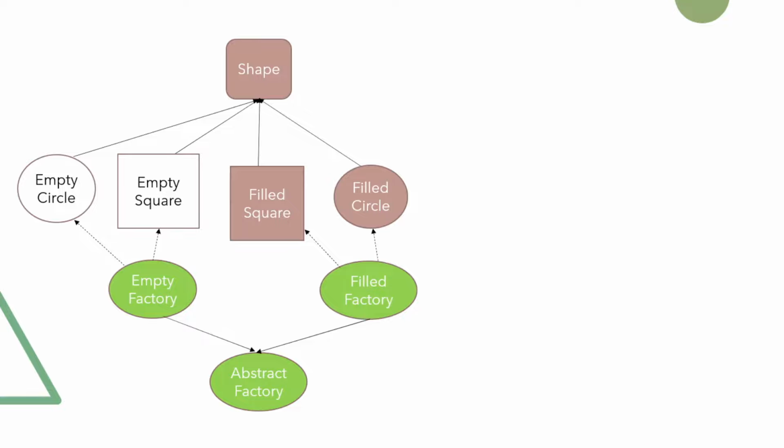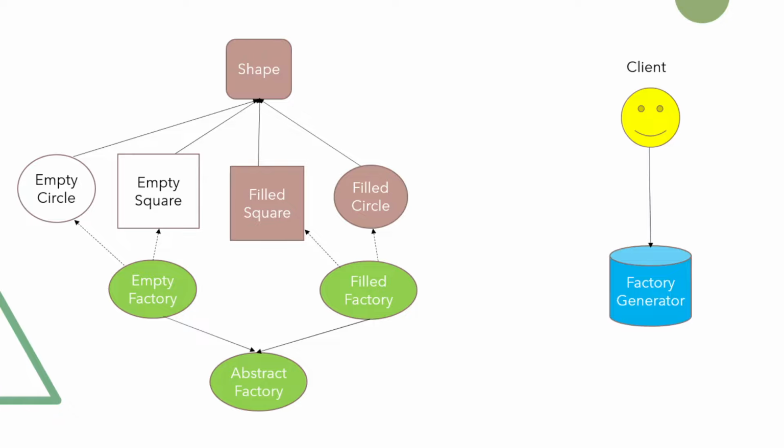A client comes and wants to create some of these objects, but he is not aware of any of the specific factories nor concrete classes of shapes. The only thing that he can do is to provide some input on what kind of shapes he wants. The factory generator comes into play to determine which of the factories should be created, and then the corresponding factory will create the concrete object that the client requests. Now, let's go through the implementation of this example.